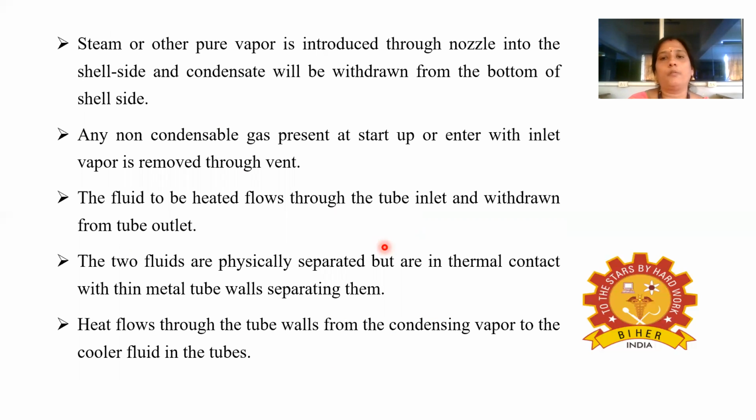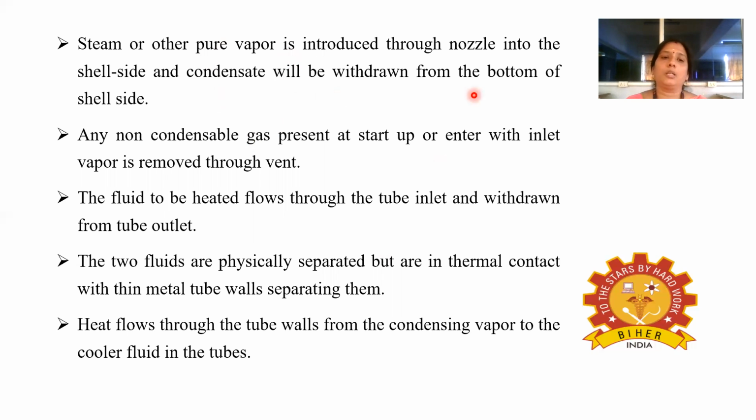So steam will be passed through the nozzle into the shell side. Usually the steam will be passed into the shell side. And once the steam passes throughout this shell, it will be condensed because the heat from the steam is exchanged to the tube side liquid. Since the heat is transferred from the steam to the liquid, the steam will be condensed, and the condensed state will be withdrawn from the bottom of the shell side.